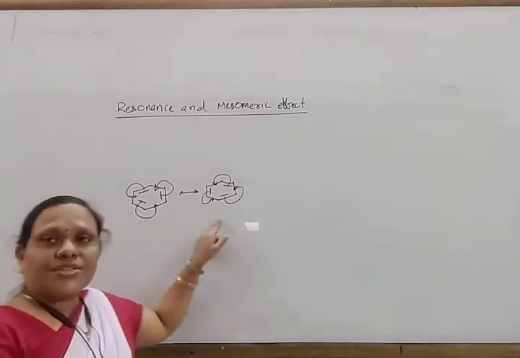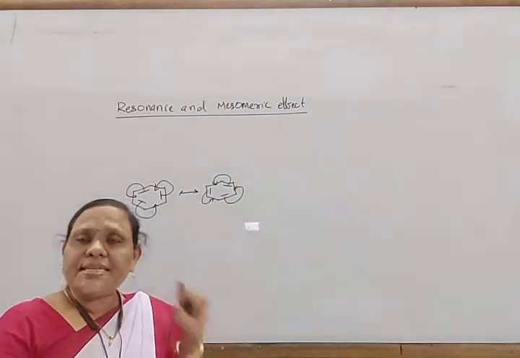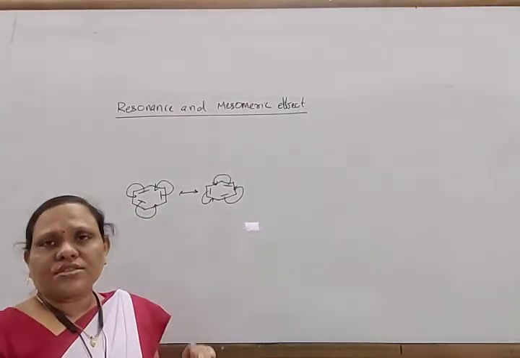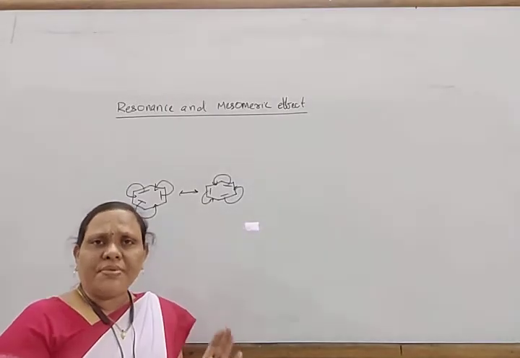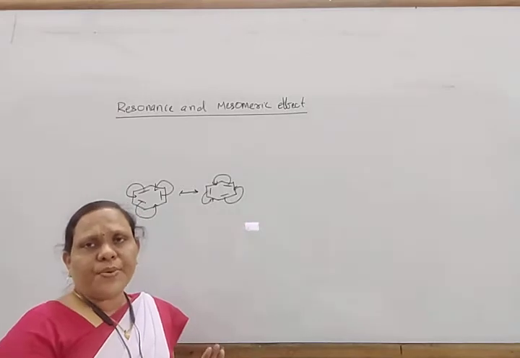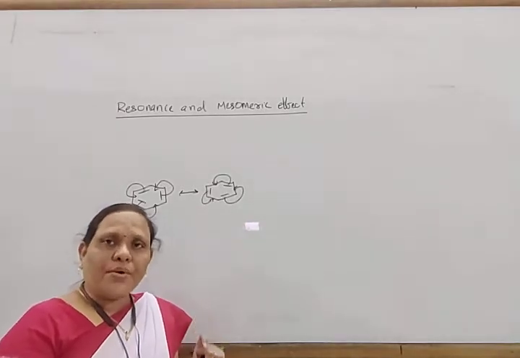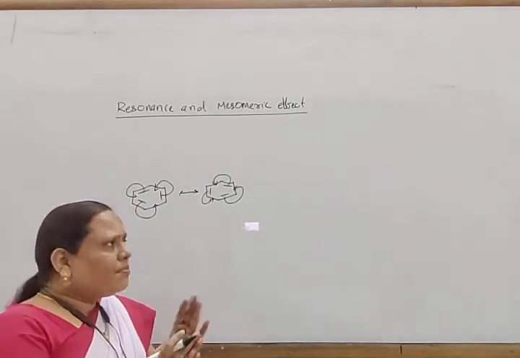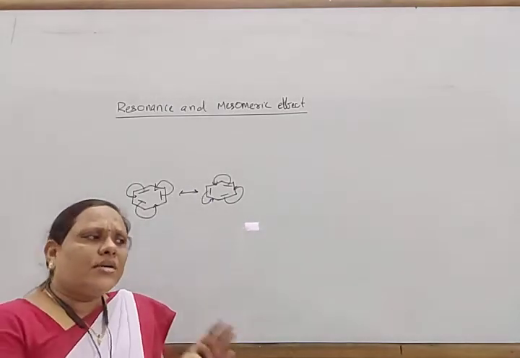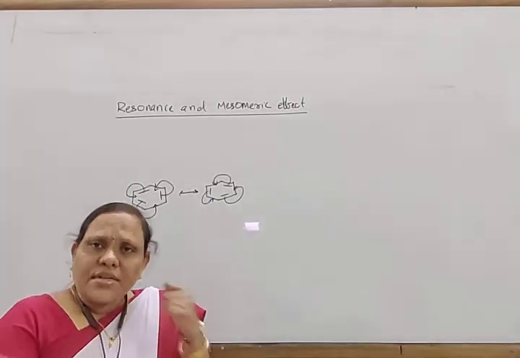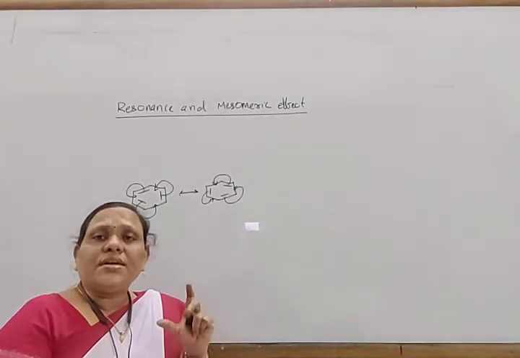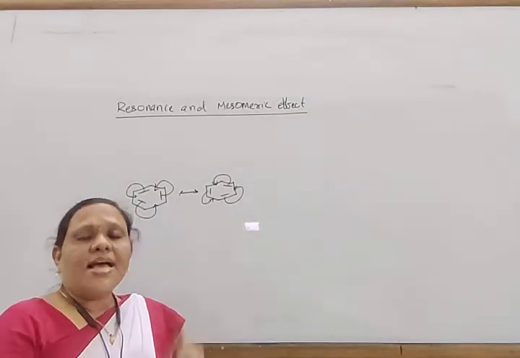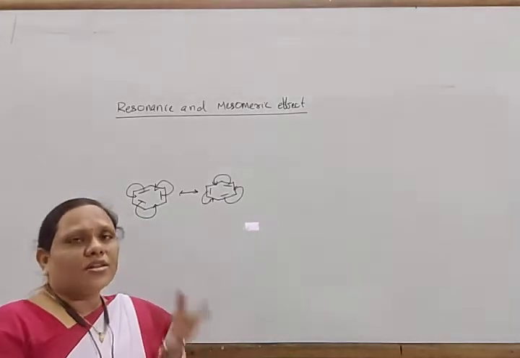So these two structures are known as resonating structures or canonical structures or contributing structures. But these structures do not explain all the properties of the molecule or compound. So the actual structure is in between them. That is called the actual structure, which cannot actually be represented on pen and paper. That is known as the resonance hybrid, and the resonance hybrid explains all the properties.